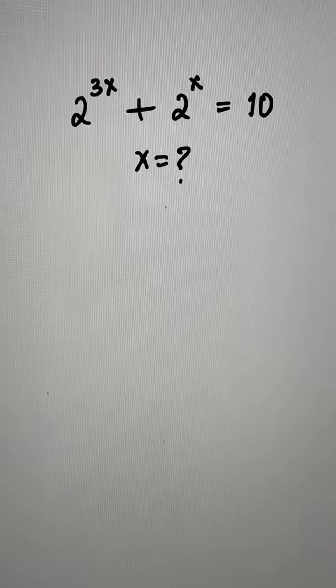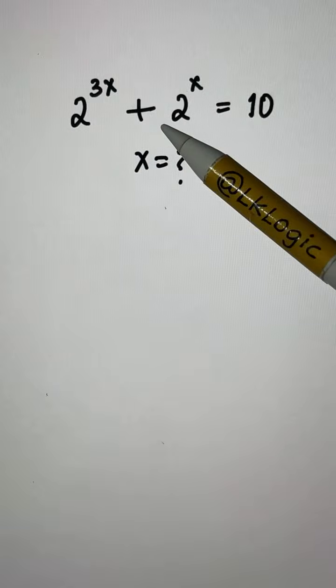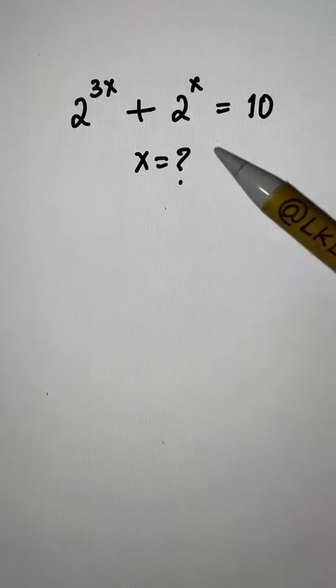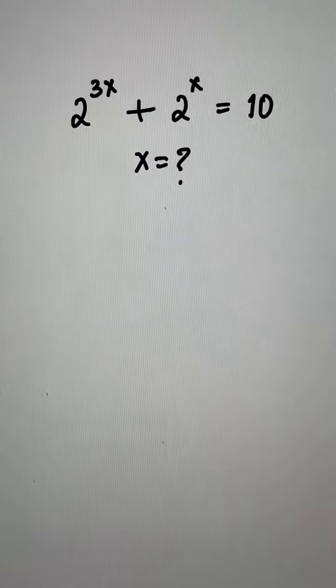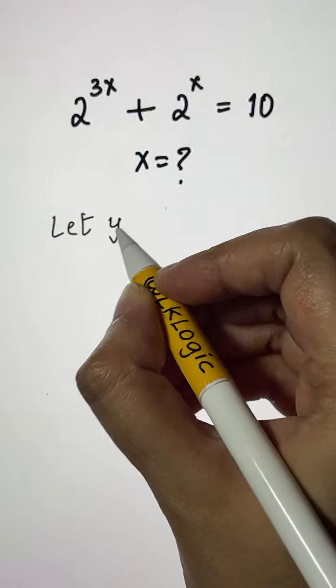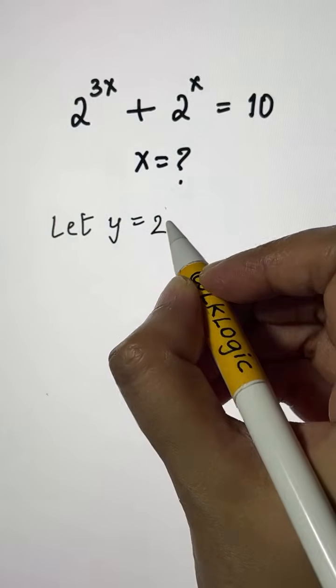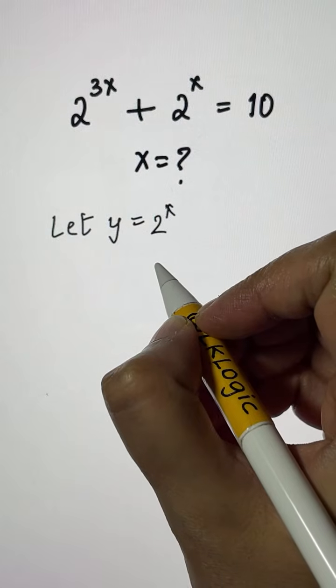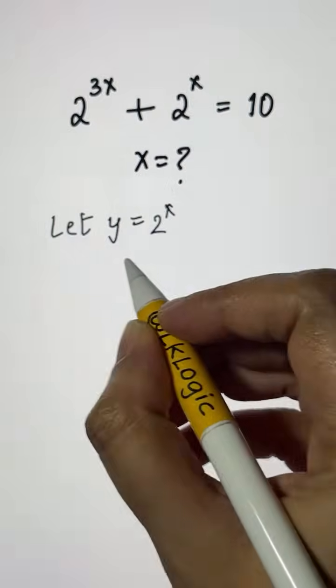Guys, I have a wonderful question here where it says 2 to the power of 3x plus 2 to the power of x equals 10. So what is the value of x? Now to solve for this question, we need to assume something. Let y is equal to 2 to the power of x. Now why I'm saying that, you'll come to know.